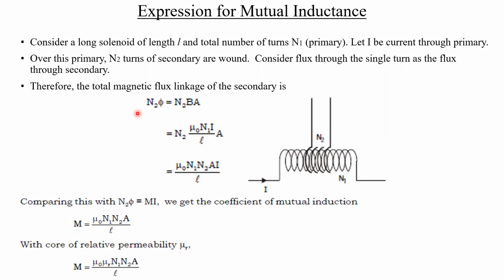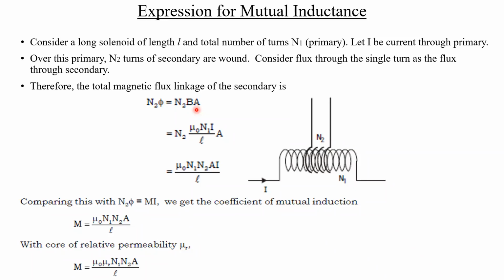So what will be phi? Phi will be B into A. What will be N2 phi? N2 phi will be N2 into B into A. And what is B? As Hari Nandan has said, B is mu0 N1 I by L. Why N1? Because the flux is produced by current in coil 1. So we have N2 phi equal to N2 into mu0 N1 I by L into A. If I rearrange the terms, I get mu0 N1 N2 A I by L.